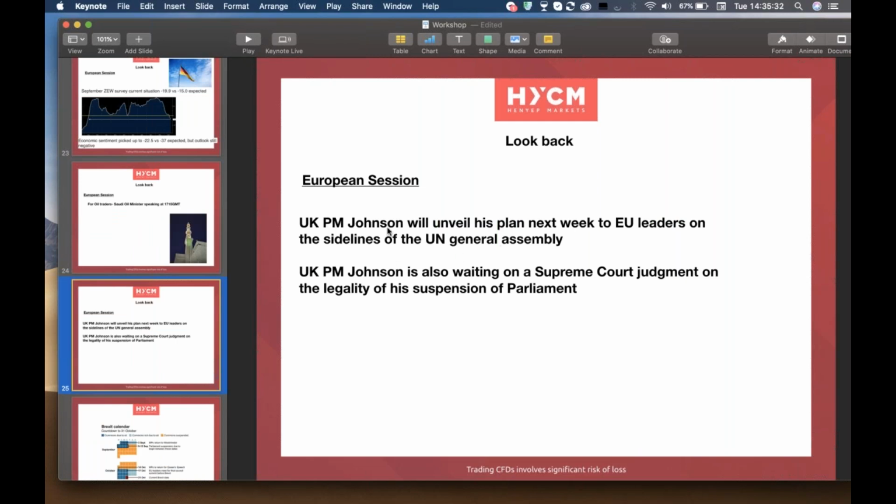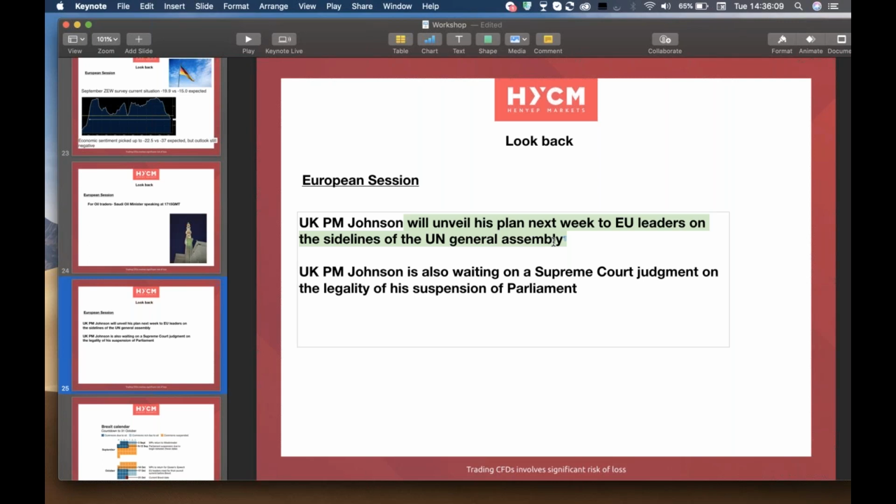Well, we know that the UK PM Johnson is set to unveil his plan next week to EU leaders on the sidelines of the UN General Assembly. So Johnson's got a plan for the Northern Irish backstop. He's got a way of trying to solve that backstop problem. If that gets accepted, we can expect to see the pound bid. So I'm expecting potentially some bids in the pound in the run-up to this meeting next week, but we'll see, because from a technical perspective, the pound is really quite highly bid.